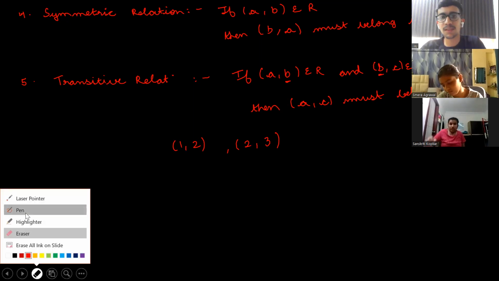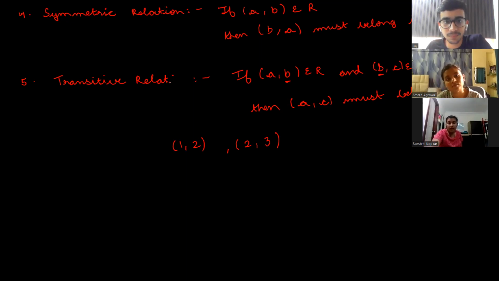Yes, achha, what is A, B and C? So A is 1, B is 2, and C is 3. So I'm saying if A comma B belongs to R and B comma C also belongs to R, so both of these belong to R, then A comma C should also belong to R. So if 1 comma 3 is present in this, that means it's a transitive relation. So this is a 3 set relation. 3 set relation. No.